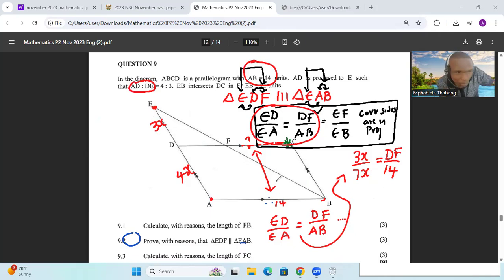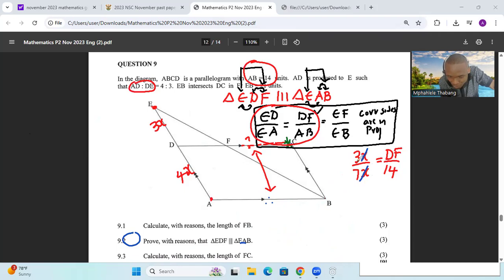Okay, so here I'm going to cross multiply. Even before I cross multiply, I can just say this x here cancels the x. So I'm left with 3 over 7. So it's going to be 3 times 14. I wonder how much is 3 times 14? 14, 28, 42. So it's 42 equals 7DF.